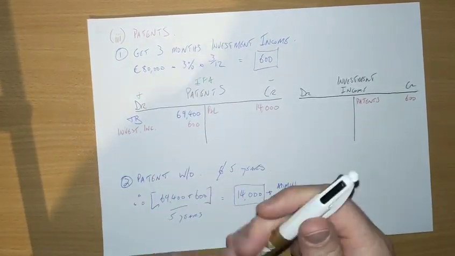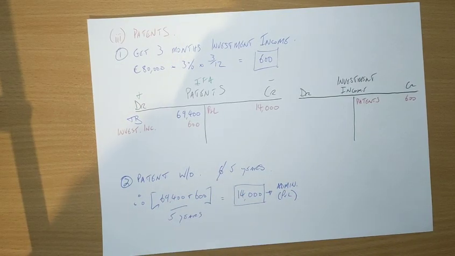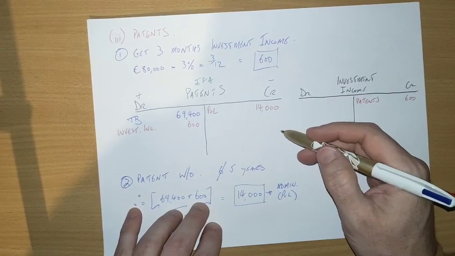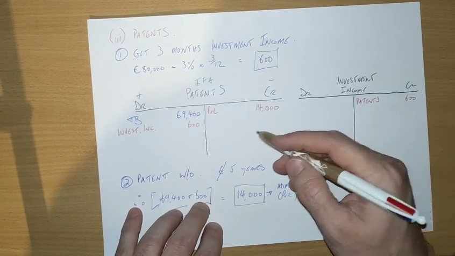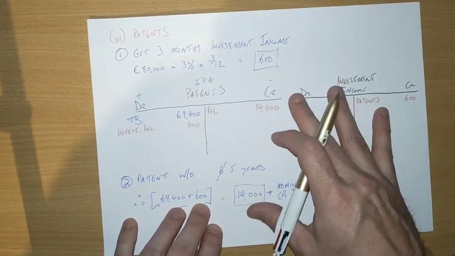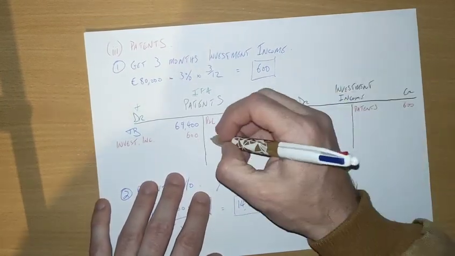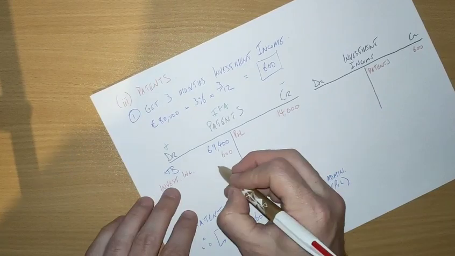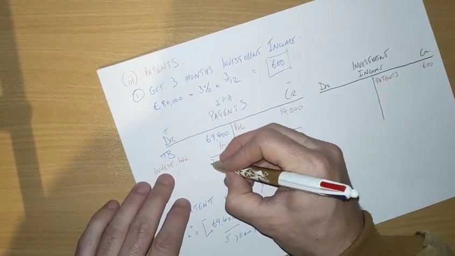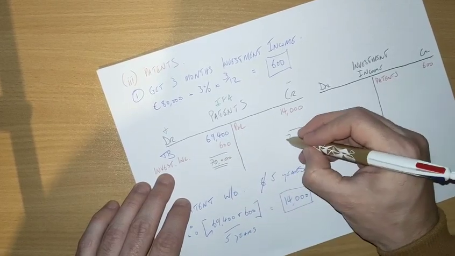Patents by their nature should be written off or should be reducing every year. That's why there's a write-off to the profit and loss account every year. So if you were looking at your balance sheet from year on, this figure will be reducing. So what we're left with then? We can close off the patents account. That will add to 70,000.